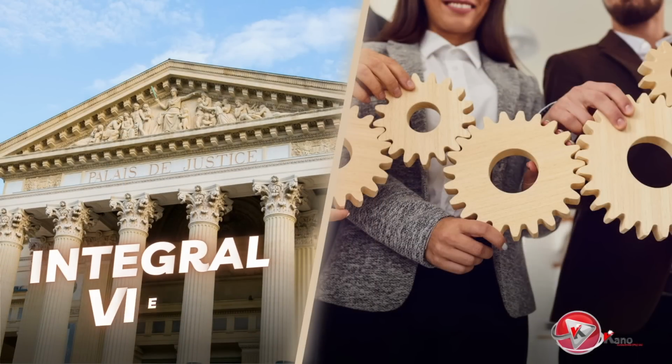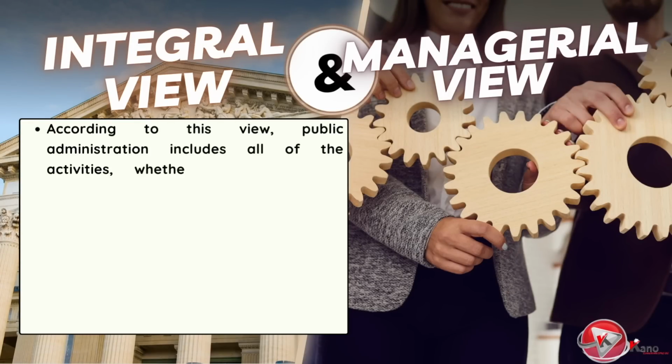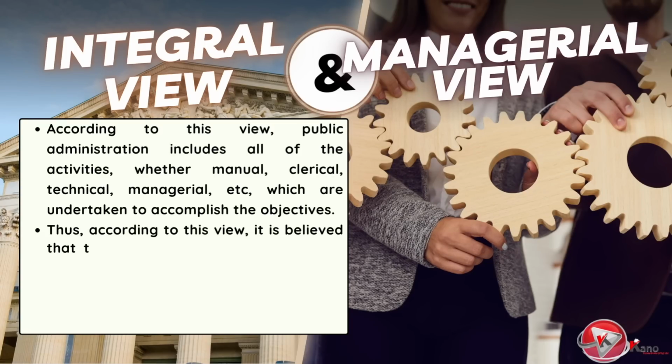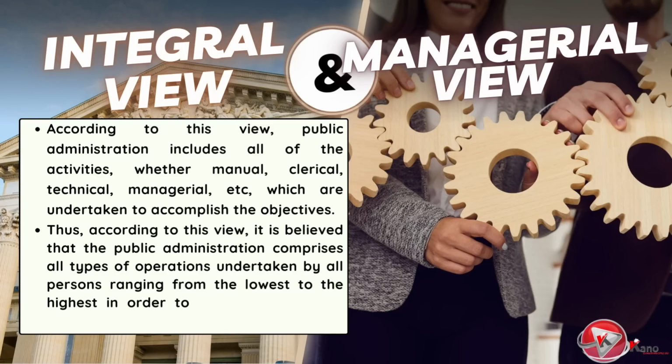Let's start with the integral view of public administration. According to this view, public administration includes all of the activities, whether manual, clerical, technical, managerial, etc., which are undertaken to accomplish the objectives. Thus, according to this view, it is believed that public administration comprises of all types of operations undertaken by all persons, ranging from the lowest to the highest, in order to implement different public policies.